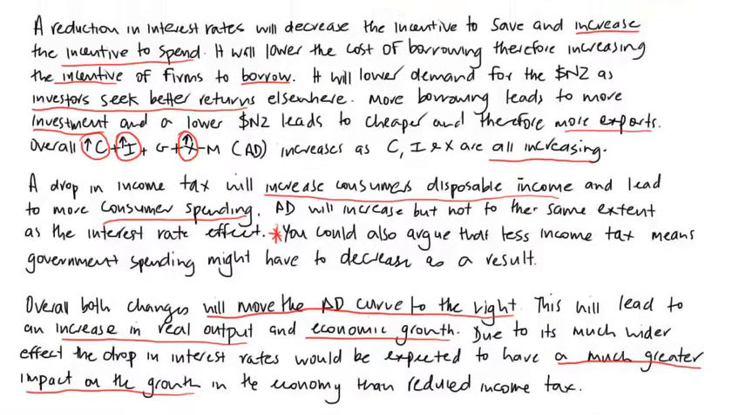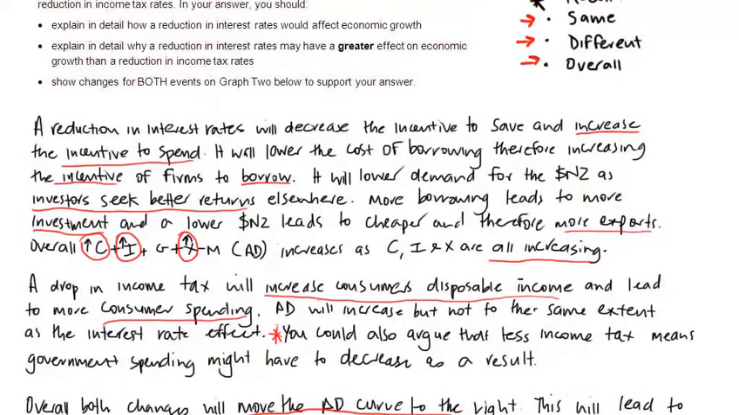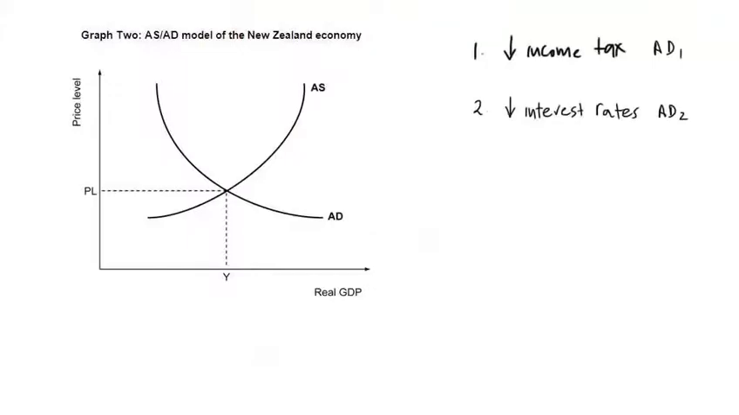Okay, so let's just quickly go back up, have a look at the question again. So we explained in detail how a reduction in interest rates would affect economic growth. We did that. We explained in detail why a reduction in interest rates may have greater effect on economic growth than a reduction in tax rates. We did that. Now all that's left is for us to show both the changes on the graph. Let's have a look at the graph then. So there it is there. We've got situation 1, a drop in income tax, situation 2, a drop in interest rates. And I think we said this, let's try and draw it in.